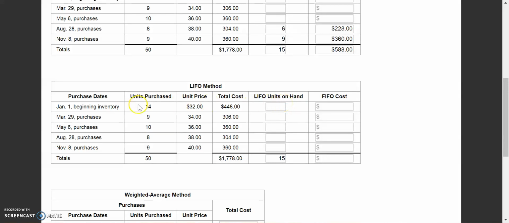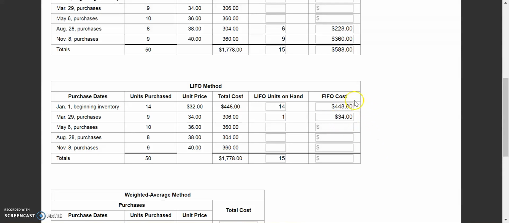Our January 1st beginning inventory was 14. We're going to need all 14 of those. So we put 14 in here and take 14 times our unit cost of 32, and we get $448. Then we just need to get to 15. So we come down to our March 29th purchases. We purchased 9, but we only need 1 of them. So we say 1 here, and then we take 1 times 34, that's 34.